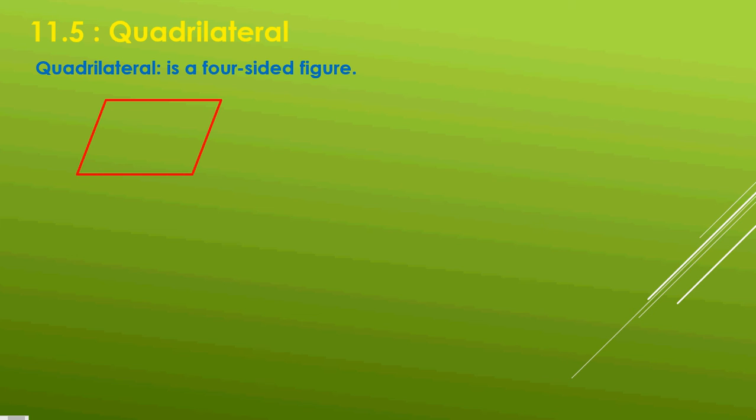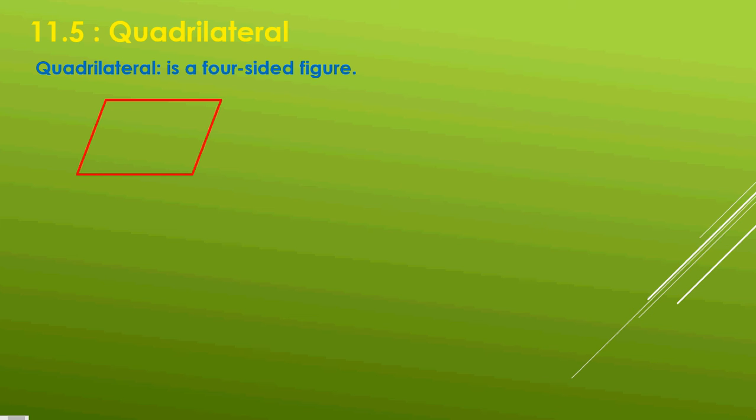Now, the next lesson is 11.5. 11.5 is about quadrilaterals. A quadrilateral is a four-sided figure. So, no matter the figure, as long as it has four sides, it is a quadrilateral. There are a lot of quadrilaterals that we know. For example, this one. Does this figure have four sides? Yes. So it's a quadrilateral.